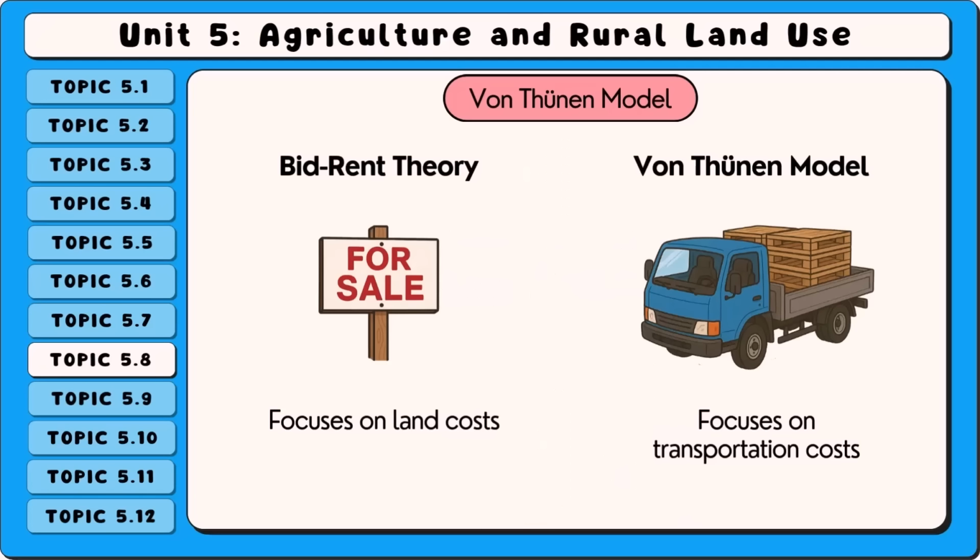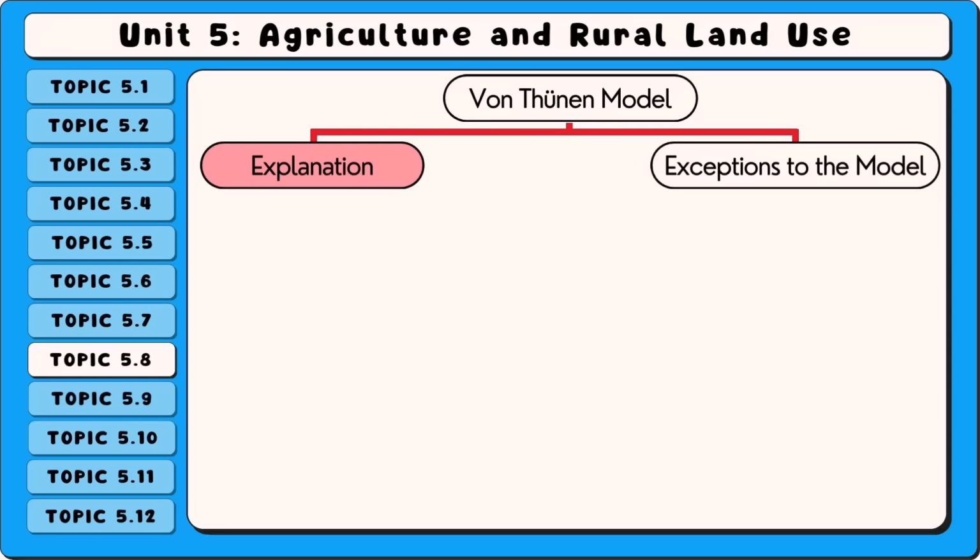This may sound like the bid-rent theory, which we discussed in topic 5.6. However, while the bid-rent theory explained how land cost affects farming decisions, the von Thunen model looks at how transportation costs shape rural land use. First, we'll explain how von Thunen's model works. Then, we'll look at exceptions to the model.